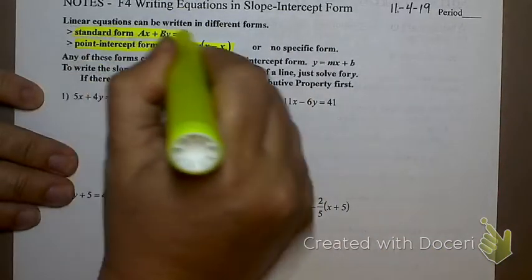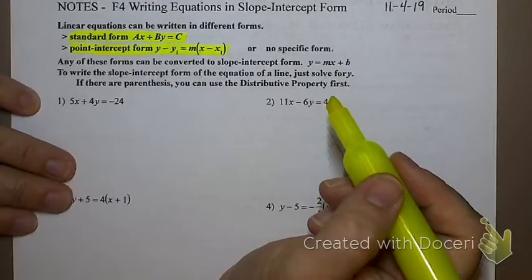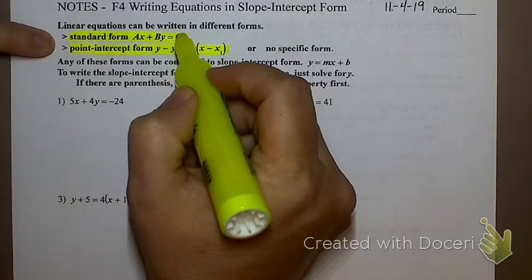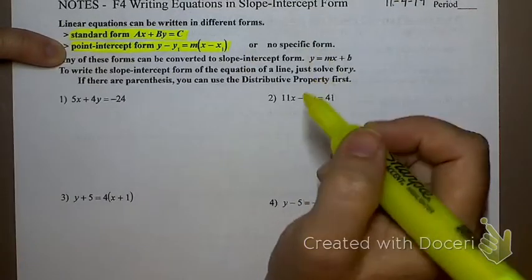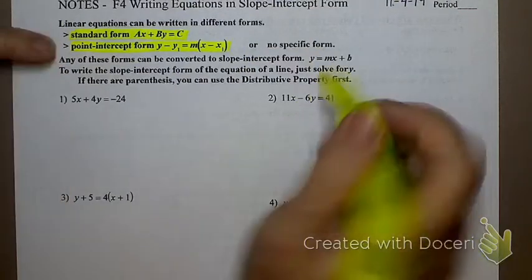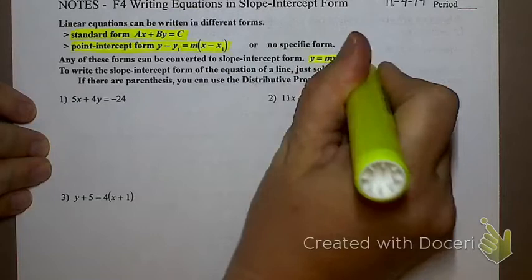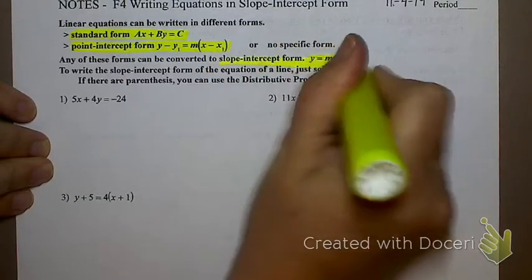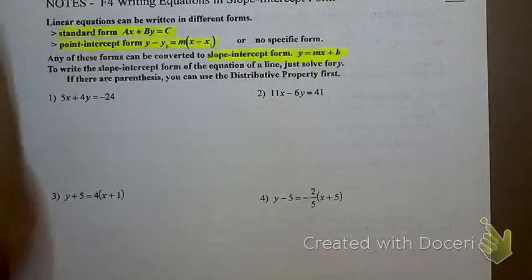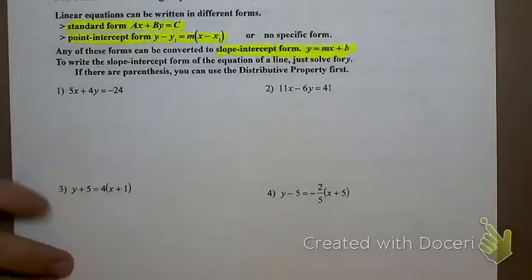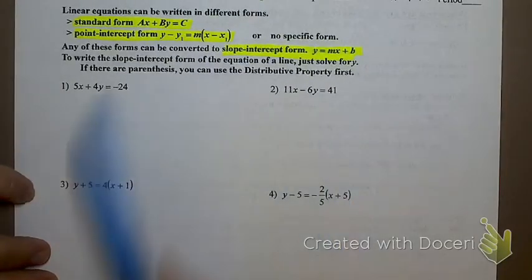We have standard form, ax plus by equals c. There's not going to be much standard form on the test. There will be a lot of point-slope form, and I kind of wish she had this up there also, but there's also going to be a lot of slope-intercept form. Okay? So, first thing we're going to talk about today is how do you take something like this?